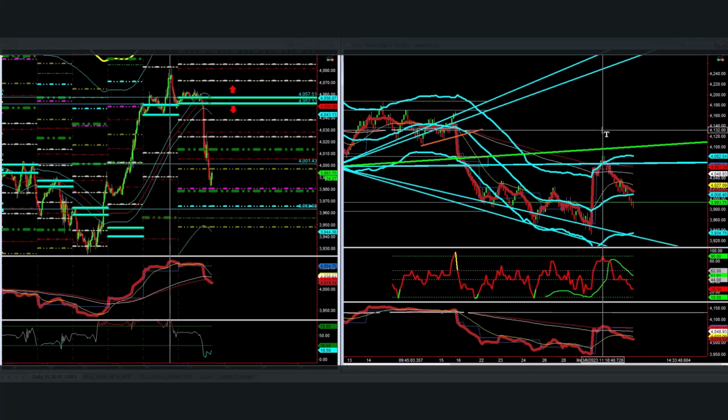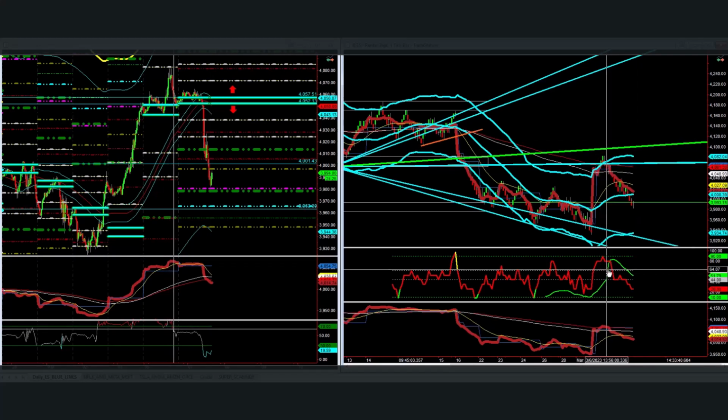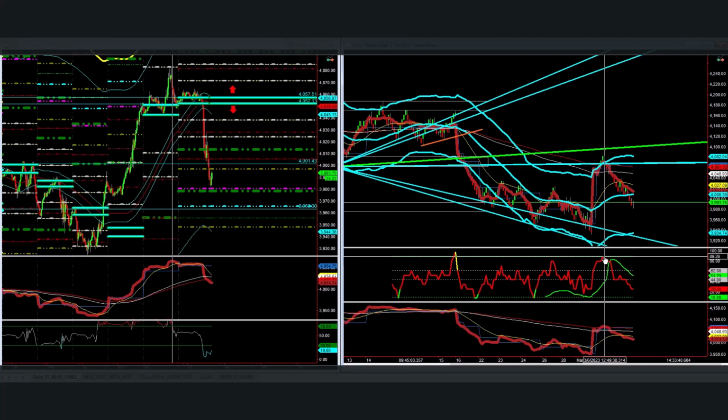So the intention here is to go short. Where do we go short now? If the intention and the bias has been generated, how do we go short? That's the whole idea.